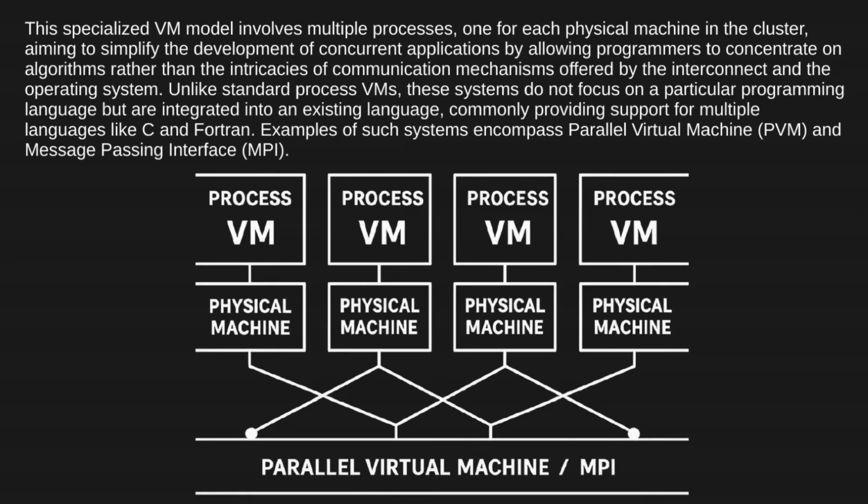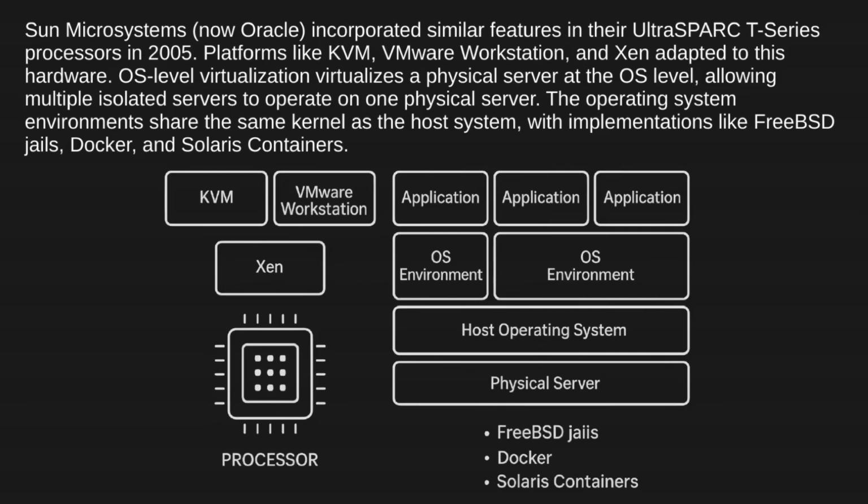Unlike standard process VMs, these systems do not focus on a particular programming language, but are integrated into an existing language, commonly providing support for multiple languages like C and Fortran. Examples of such systems encompass Parallel Virtual Machine, PVM, and Message Passing Interface, MPI. Sun Microsystems, now Oracle, incorporated similar features in their UltraSPARC T-Series processors in 2005. Platforms like KVM, VMware Workstation, and Xen adapted to this hardware.